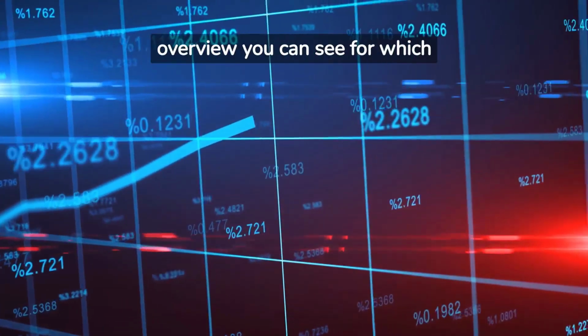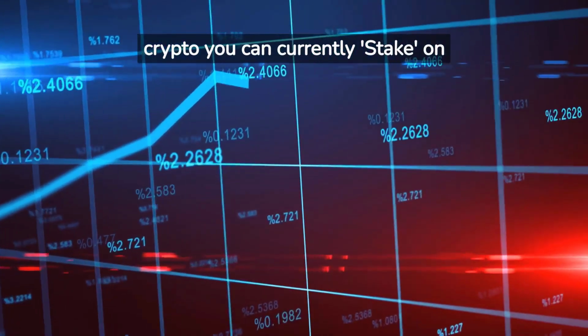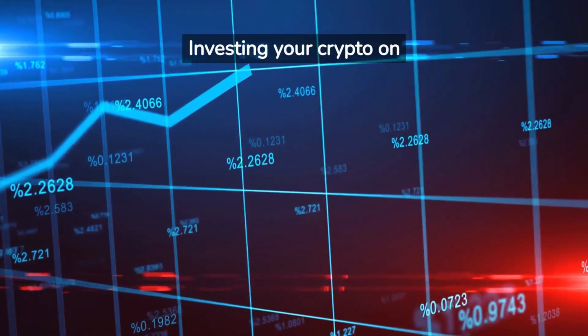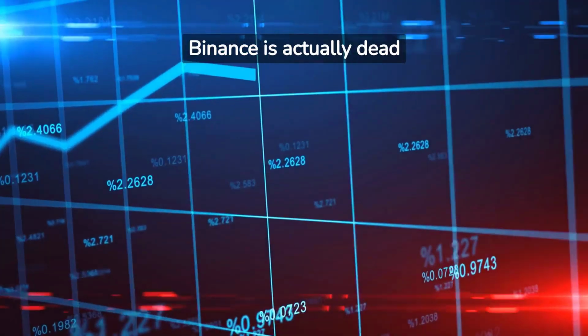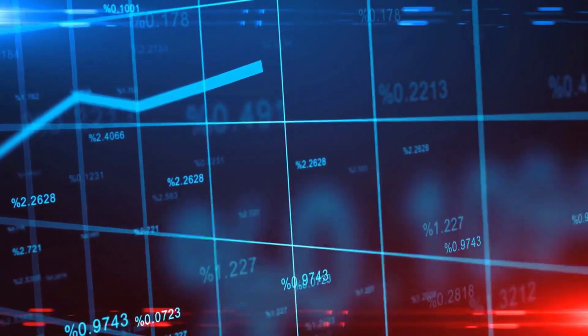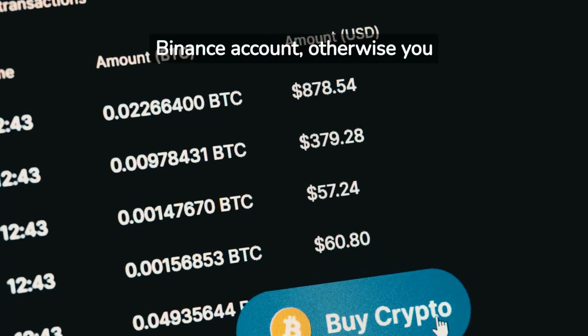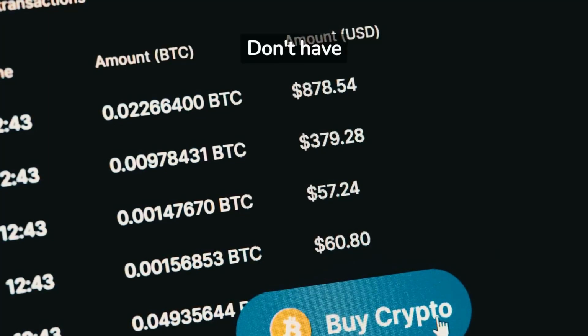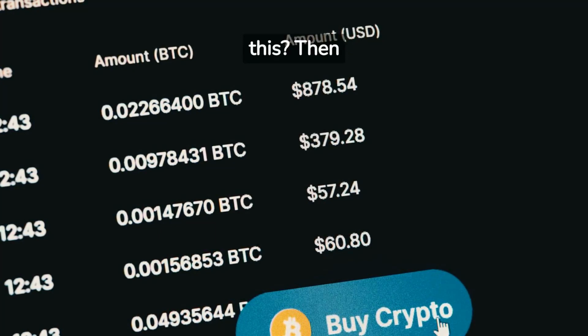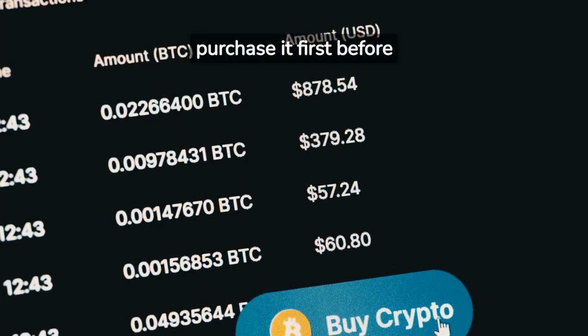In the overview you can see for which crypto you can currently stake on Binance. Investing your crypto on Binance is actually dead simple, as it should be. Make sure you have the crypto you want to stake currently in your Binance account, otherwise you won't have anything to stake with. Don't have this? Then purchase it first before continuing.